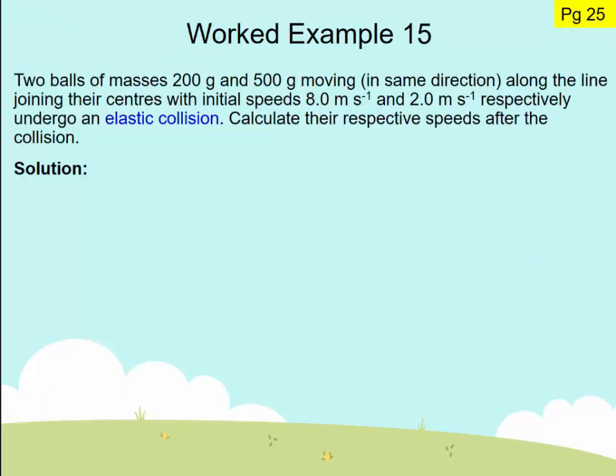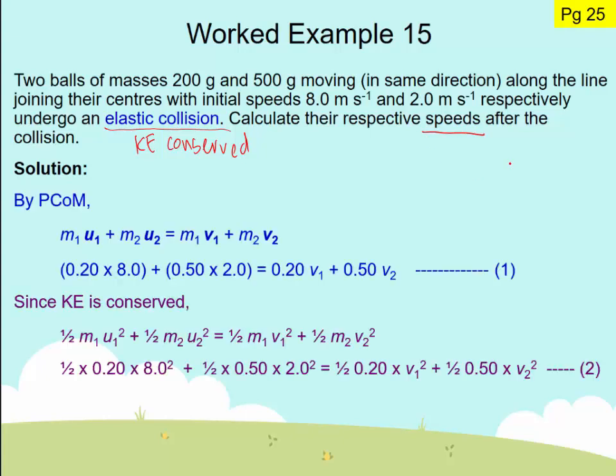We will now look at work example 15. Two balls undergo elastic collision, meaning KE is conserved. You are told to calculate their speeds after the collision. We always start with the principle of conservation of momentum. Sub in the values, you can form one equation. And since KE is conserved, you can use a KE equation. And from here, there are two unknowns and two equations, so you can solve.